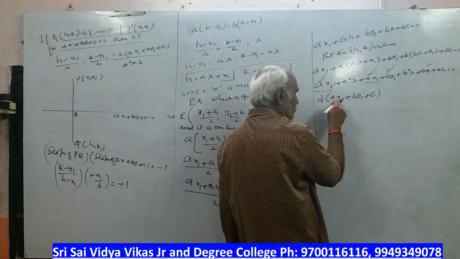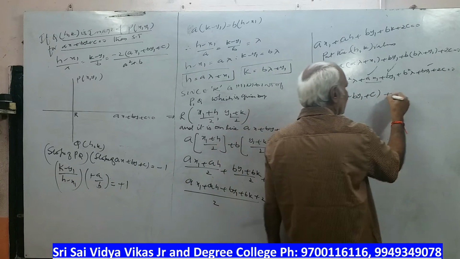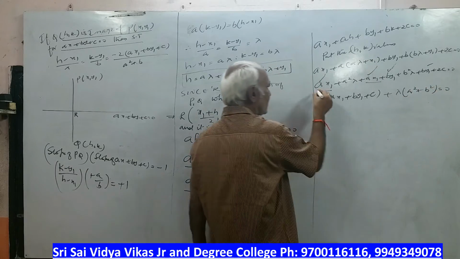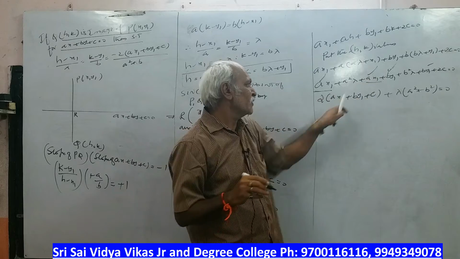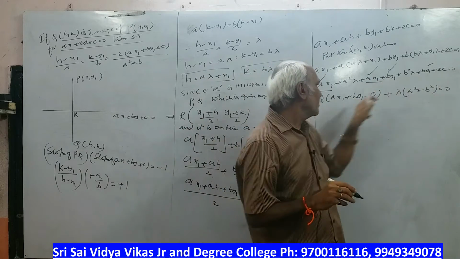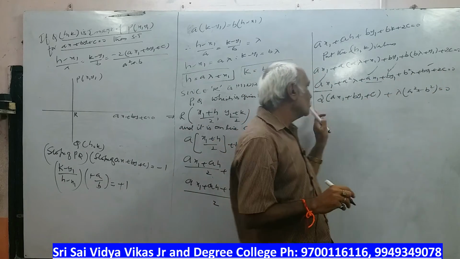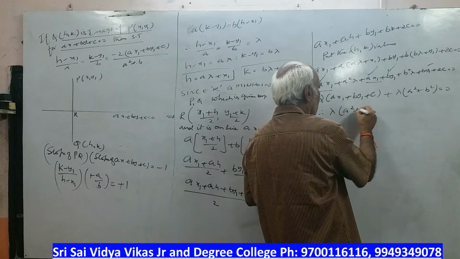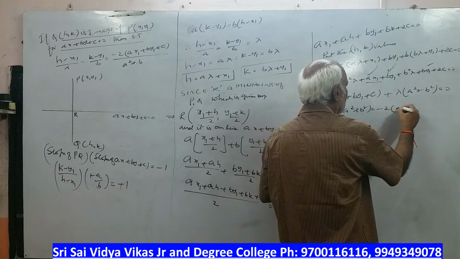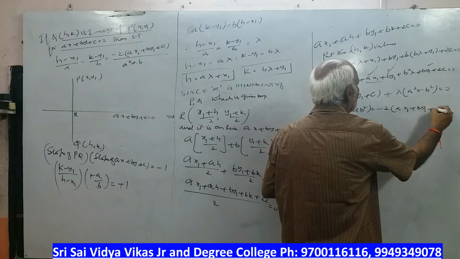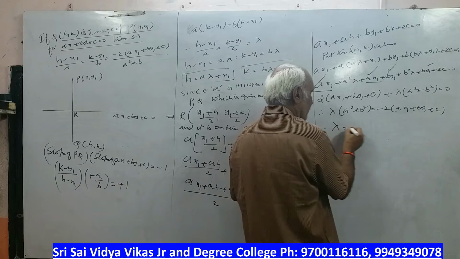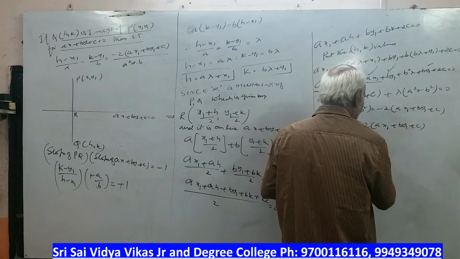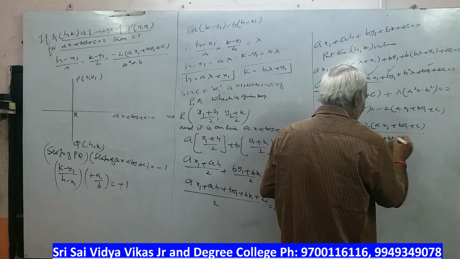So I have taken 2 common, so ax1 plus by1 plus c. Then take lambda common: a square plus b square. So what I have done: ax1 is there twice, 2ax1, by1 plus by1 is 2by1, and 2c, so 2 I have taken common. Therefore, lambda into a square plus b square is equal to minus of ax1 plus by1 plus c. Therefore, lambda is equal to minus of ax1 plus by1 plus c by a square plus b square.